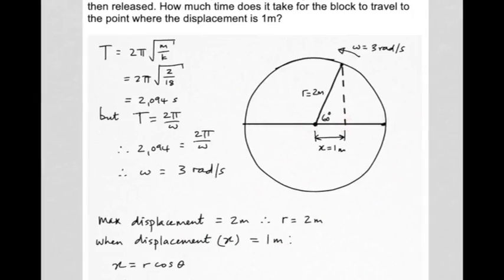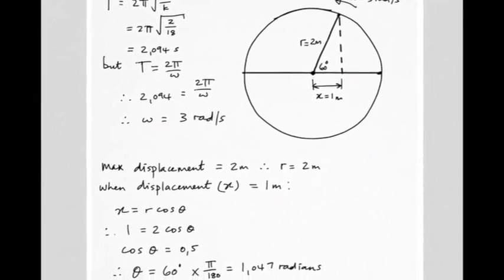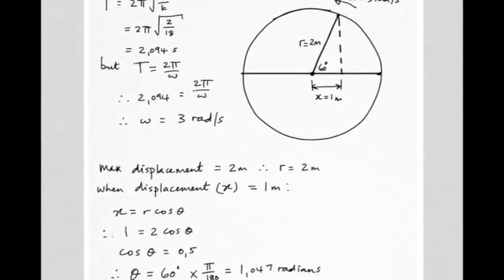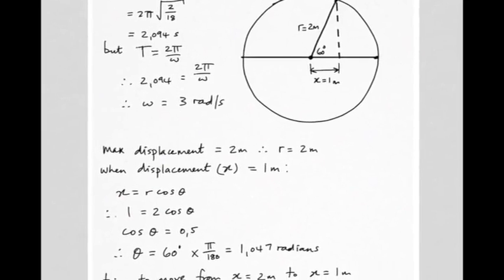And if we look at our displacement formula, displacement of 1 meter is equal to radius, remember that's now 2, cos theta. What must be the angle when we have a displacement of 1 meter? Well, we solve for theta and we find that it is when the arm is at 60 degrees to the horizontal. And 60 degrees in radians, remember to convert degrees to radians, multiplied by pi over 180, ends up at 1.047 radians.